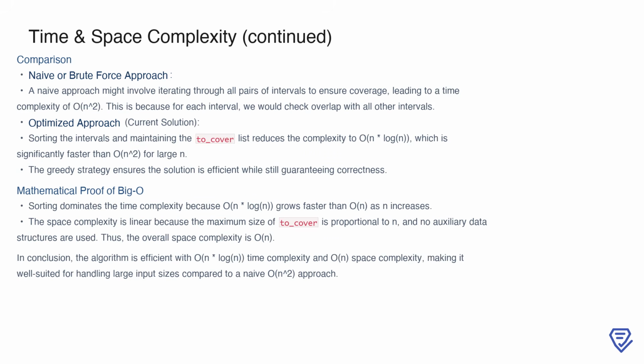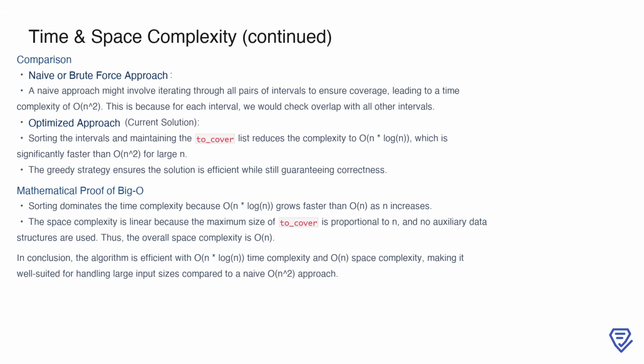To understand the efficiency of this approach, let's compare it to a naive solution. A brute force method might involve checking all pairs of intervals to ensure coverage. This would result in a time complexity of O(n²), as each interval would be compared with every other interval. In contrast, our optimized solution achieves O(n*log n) time complexity by sorting the intervals and using a greedy approach with the to_cover list. This is a significant improvement, especially for large n, as sorting is much faster than quadratic operations.